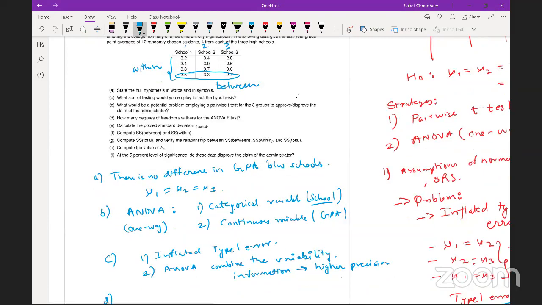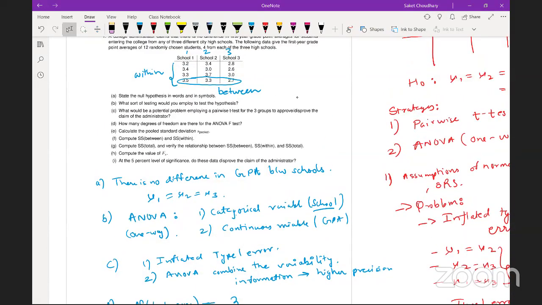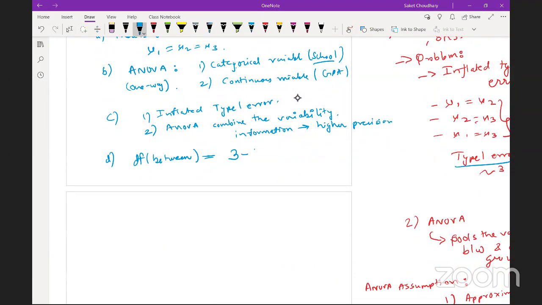Okay. So we have 2 degrees of freedom. The first one is called between, and that's the simplest to calculate. So how many groups do we have? We have 3 groups, right? So in calculating the between degrees of freedom, each group acts as one data point. And this is equal to 3 minus 1, which is 2.